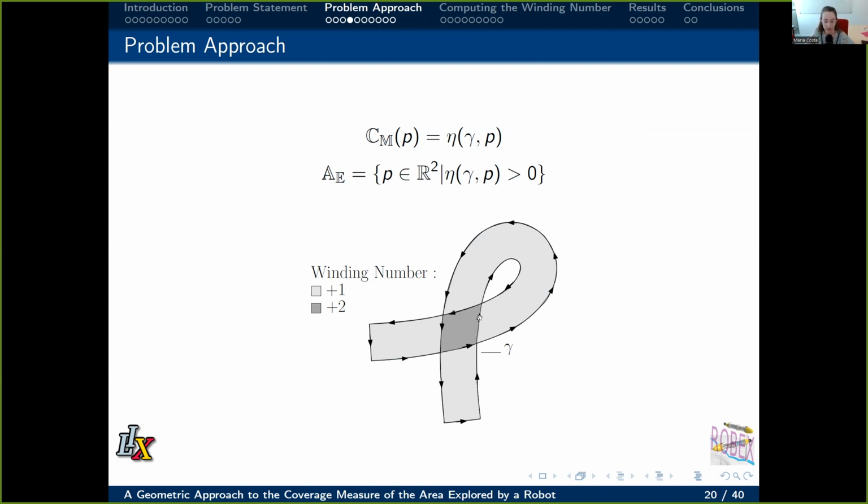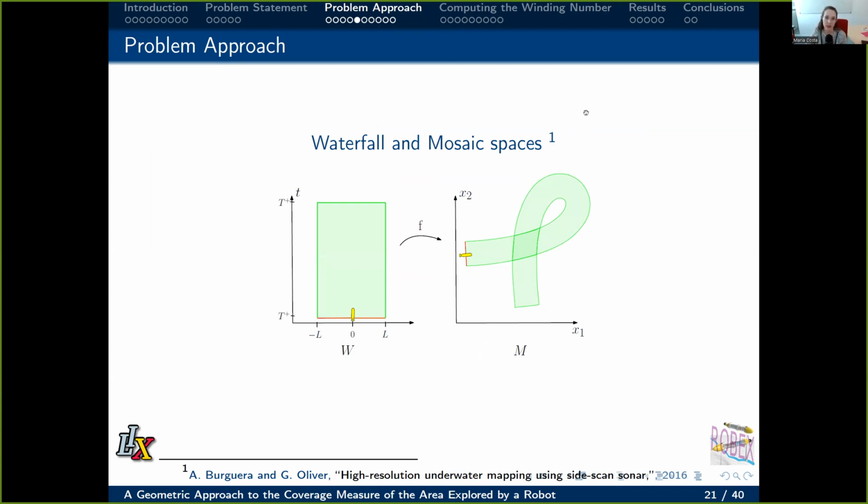So now I'm going to discuss very fast the proof of this affirmation, only so you can have an idea of where I'm coming from. For this, I have to introduce two new terms that come from sonar terminology. They are the waterfall and the mosaic spaces. The waterfall space, which we represent here by W, represents the road from the robot's point of view. Basically, here in the abscissa we have the lateral distance of a point to the robot, and on the ordinates we have the time of exploration of this point. Then we have the mosaic space, represented by M, that is the world as we know it. It's where the robot's trajectory, the sonar's contour, and the explored area are defined. And we have this mapping function F from the waterfall to the mosaic space.